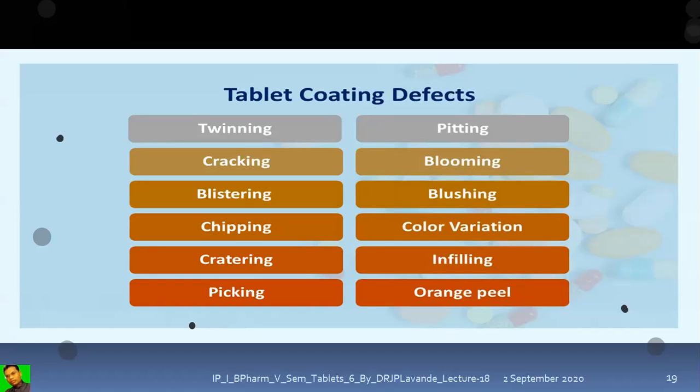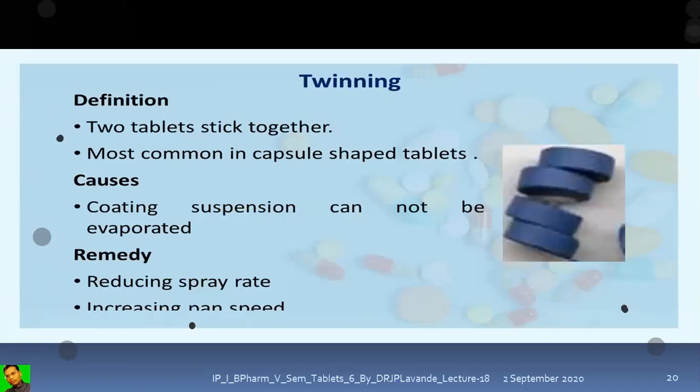Now what these are, how these will occur, and what the remedies are, we will see one by one. The very first is twinning. Twinning, the word came from twin. Twin is what? Yes, you know very well, isn't it? In our local term, it is the Zule, correct? So there is twinning. You can see the tablets are stuck with each other. So two tablets are sticking together, most common in capsule shaped tablets.